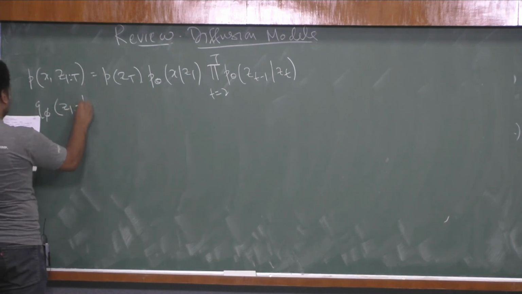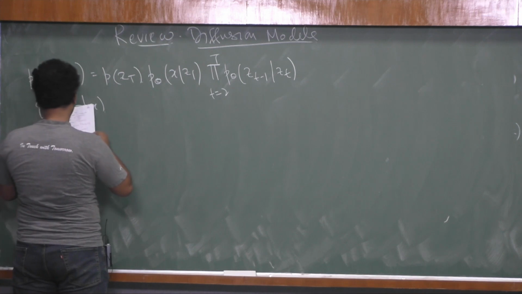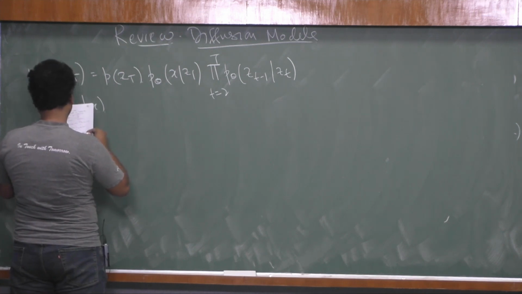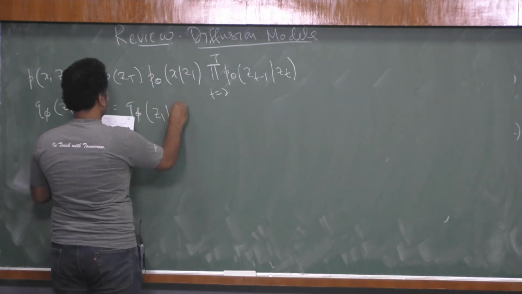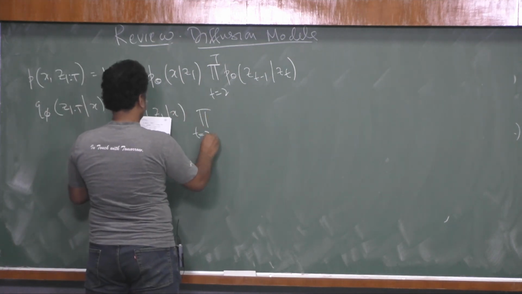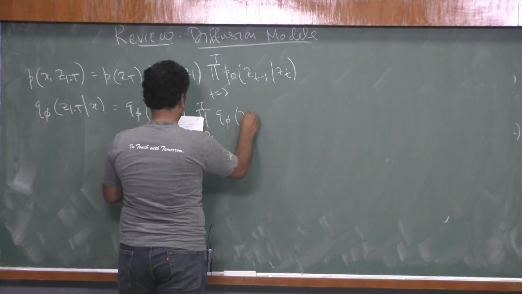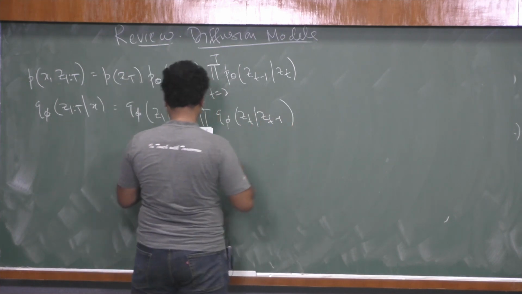other joint terms. So here I have q_phi(z_1 given x), and then the product from 2 to T of q_phi(z_t given z_{t-1}).